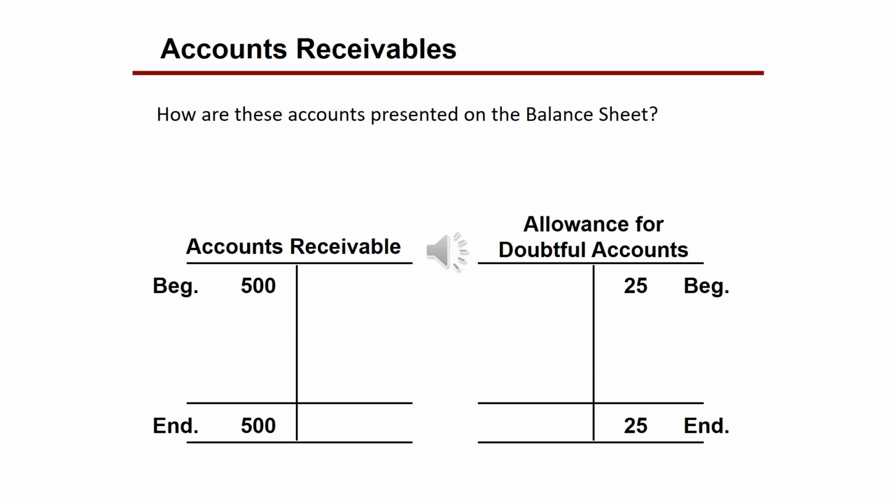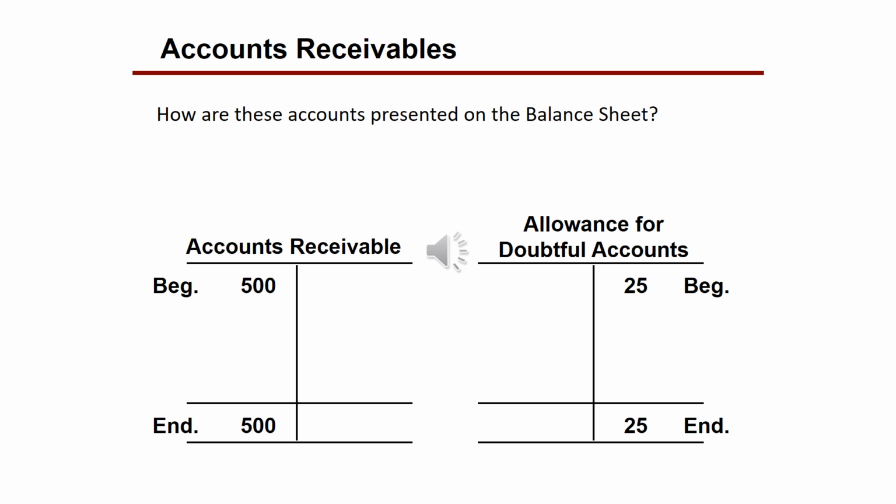So now let's take a look step-by-step at how these accounts are presented on the balance sheet. Here in front of you, you see the ledger accounts for the accounts receivable account and the allowance for doubtful accounts. And we are assuming an opening balance of $500 debit to the accounts receivable and a $25 credit to the allowance for doubtful accounts.